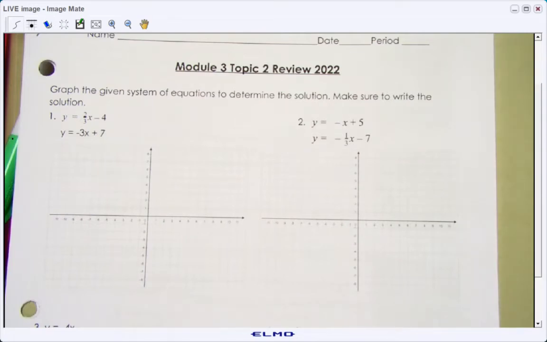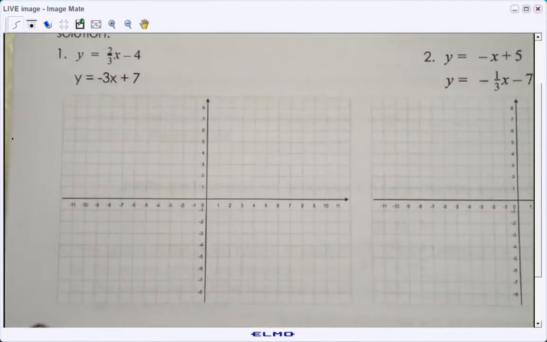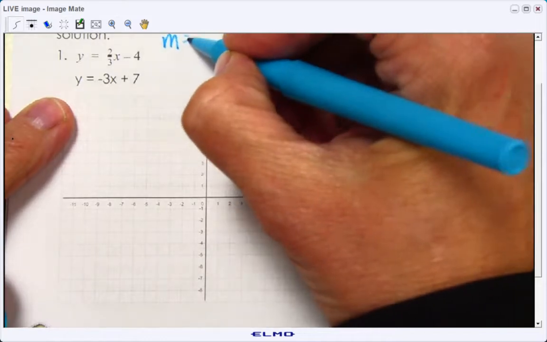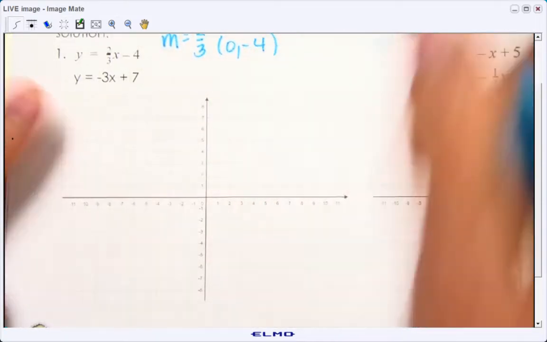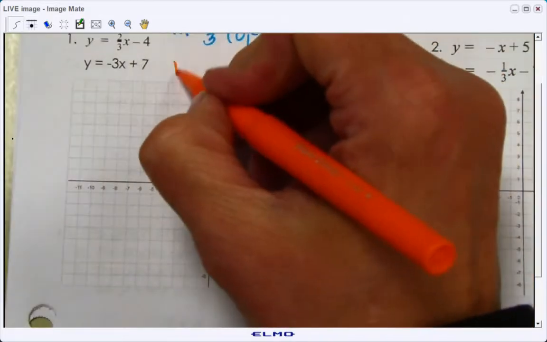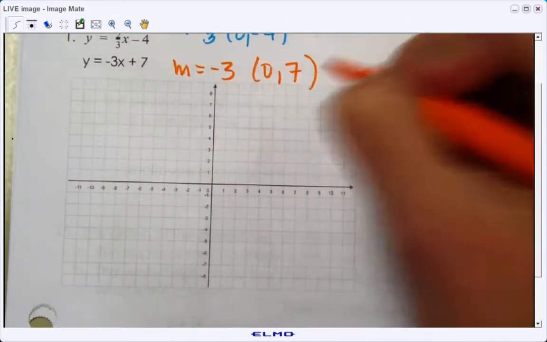Okay, so here's the review that we have. And we are going to look at this. So I have the slope here is 2/3. I have the y-intercept is -4. For this other one, I have my slope as -3 and my y-intercept is 7.